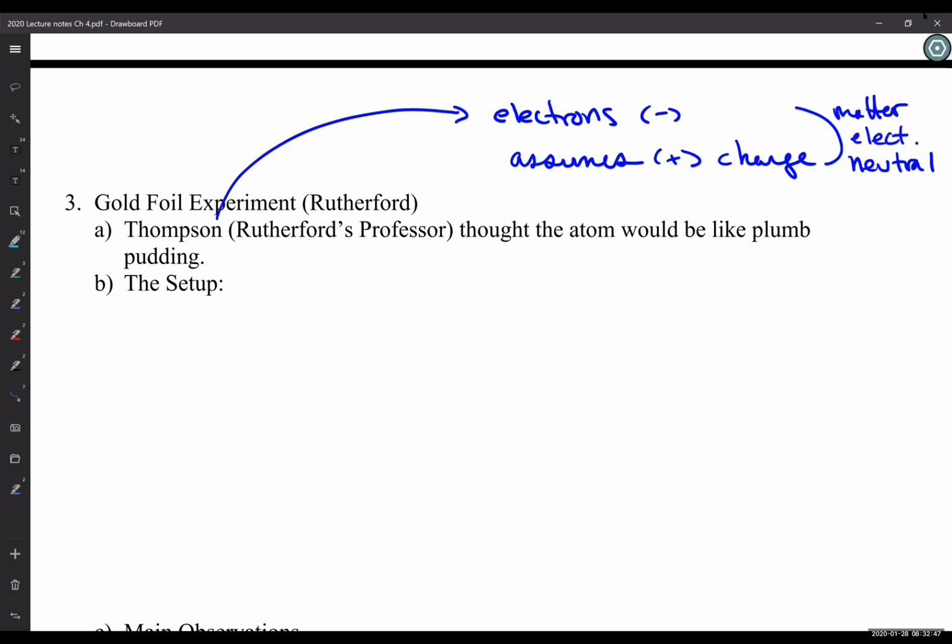He just assumed it looked like pudding with plums in it. So that's why it's called the plum pudding model. They have chunks of positive charge floating around this big sea of negative charge. So this is why they call this the plum pudding model. So that's what he was thinking.